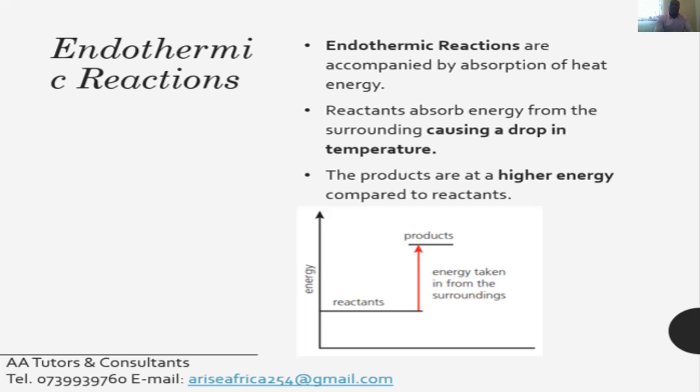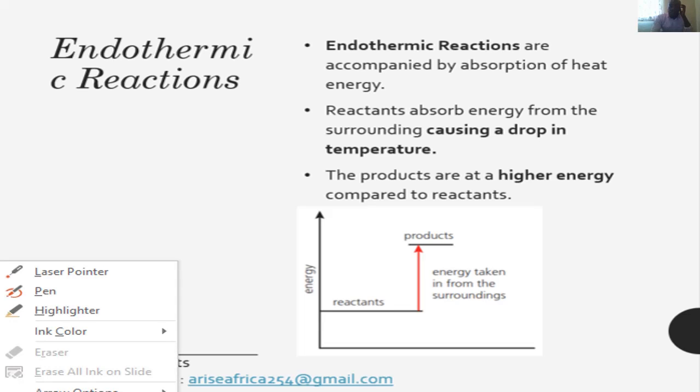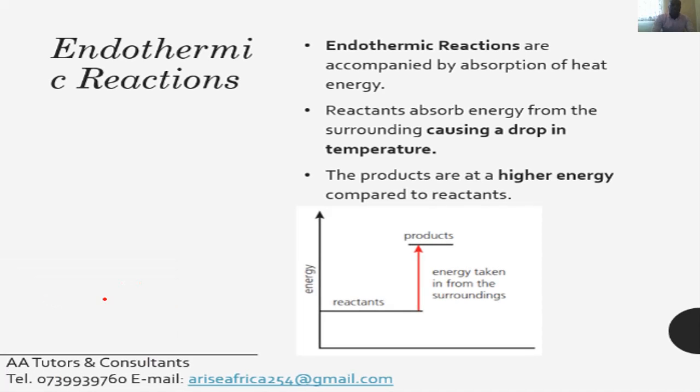Now, if you look at this diagram, this is an energy level diagram. If you look at the energy level diagram, you appreciate that the reactants are at a lower energy, and the products are at a higher energy. The difference between the two is energy taken in from the surrounding. Because energy is taken in from the surrounding, there is a drop in temperature.